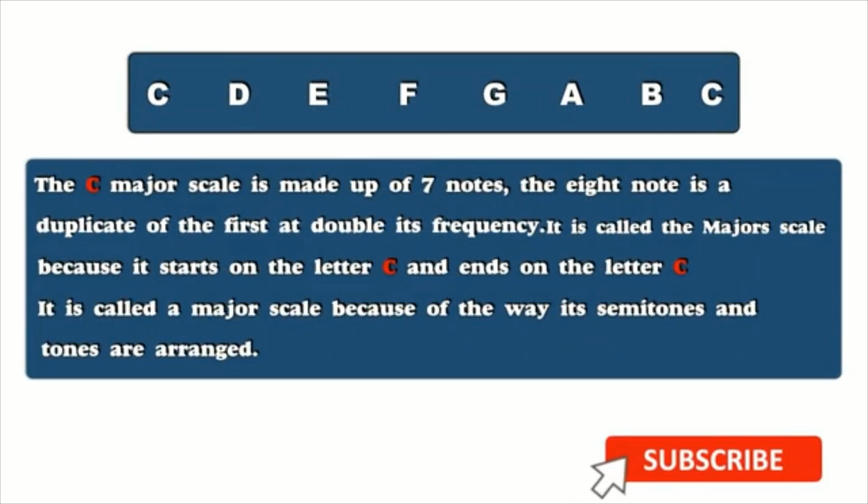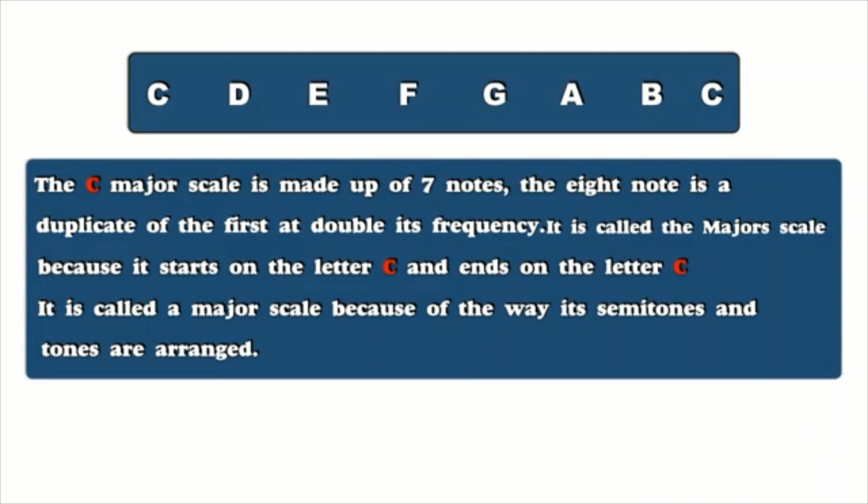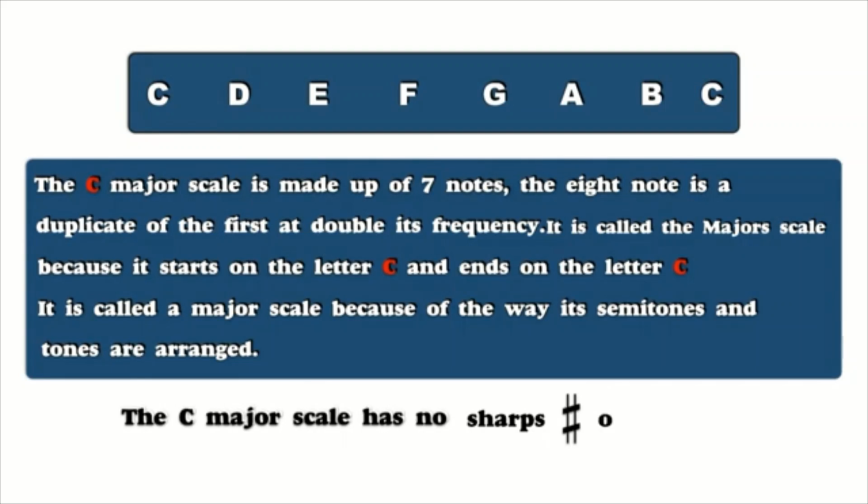The C major scale is made up of 7 notes. The 8th note is a duplicate of the first at double its frequency. It is called the C major scale because it starts on the letter C and ends on the letter C. It is called a major scale because of the way its semitones and tones are arranged. The C major scale has no sharps or flats.